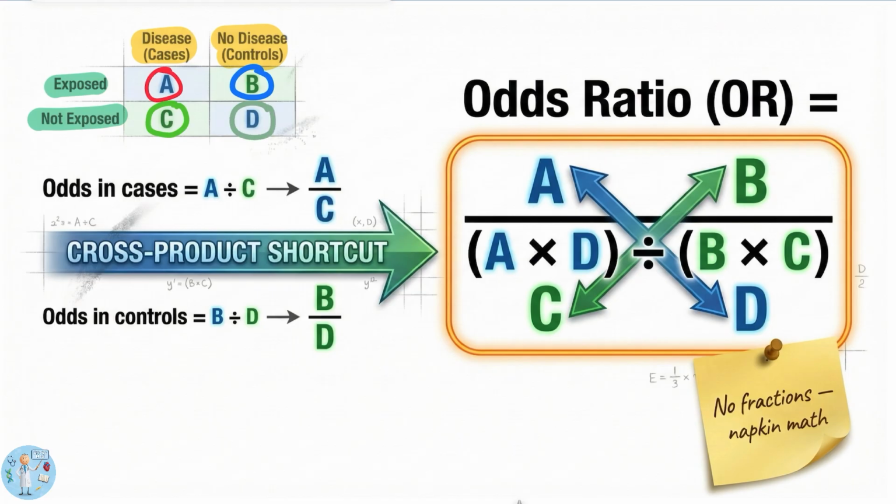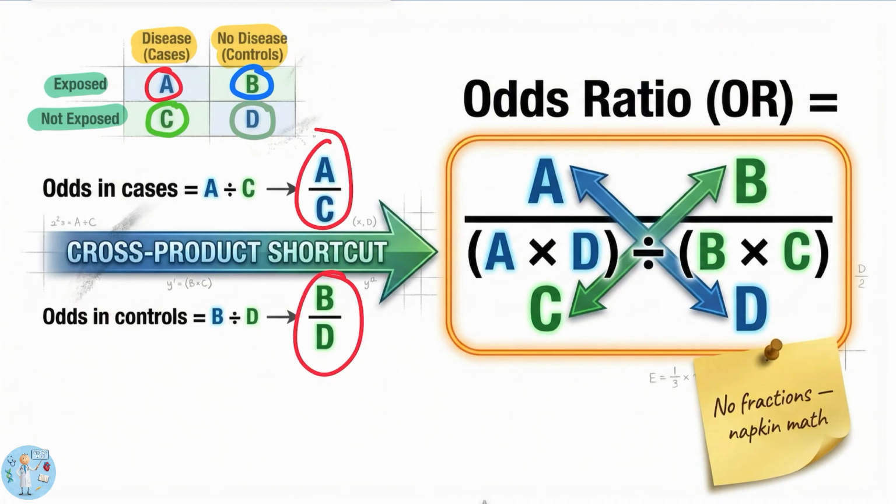D are the healthy people who were not exposed. So the beauty of the odds ratio is that it compares two internal ratios from this table. Conceptually, it asks, what are the odds that a sick person was exposed, which is A divided by C, compared to the odds that a healthy person was exposed, which is B divided by D. That is the conceptual heart of the formula.